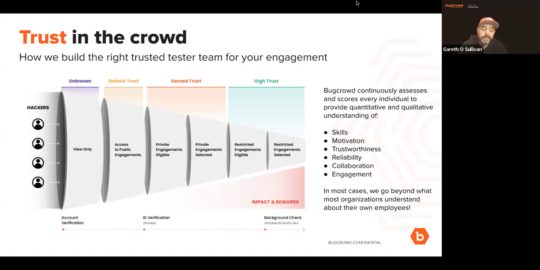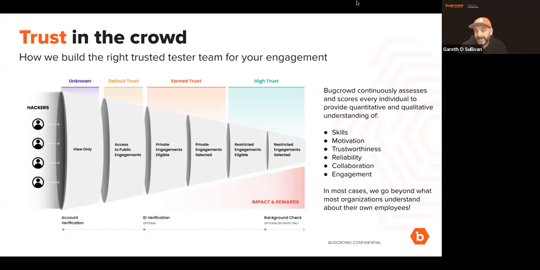We'll continuously assess individuals and look at scoring them based on their capabilities. We'll be looking at their skills, and we get a feel for their motivations. There's trustworthiness built up over time as they participate in different programs and submit well described, good quality submissions. We'll also get a sense for how reliable those individuals are, how well they collaborate, and overall their engagement as well, because they would be working quite closely with customers. They'll be working closely with our triage team.